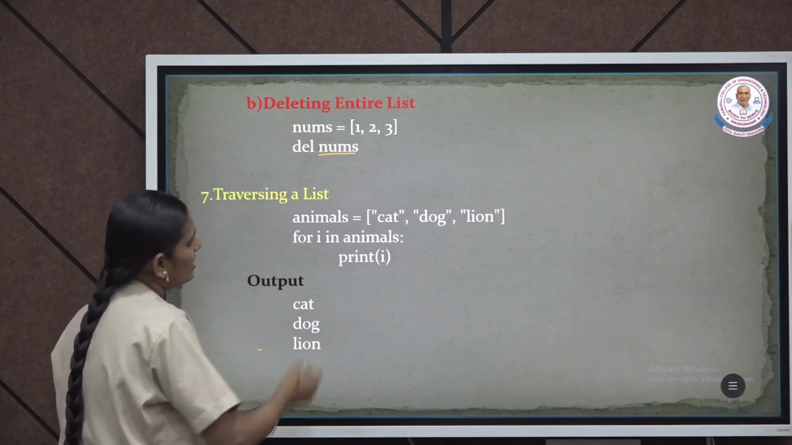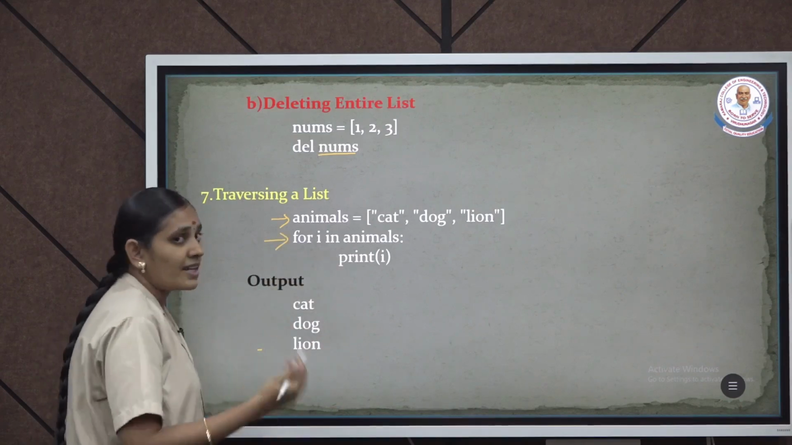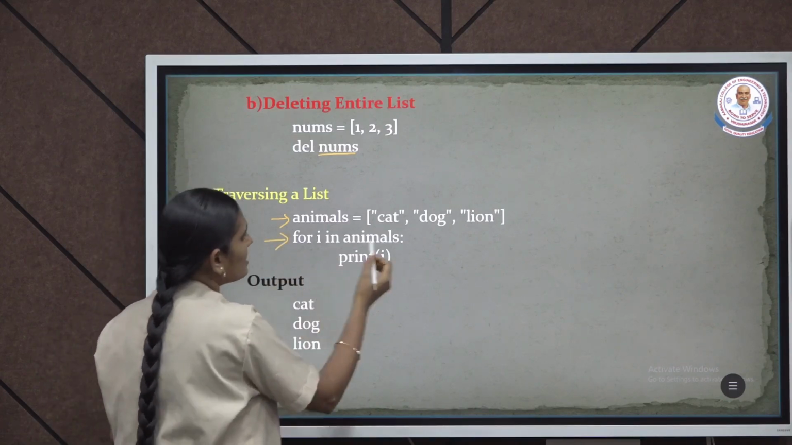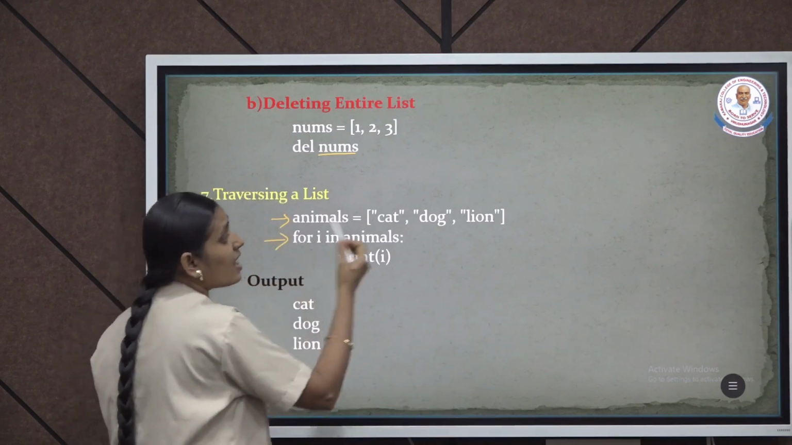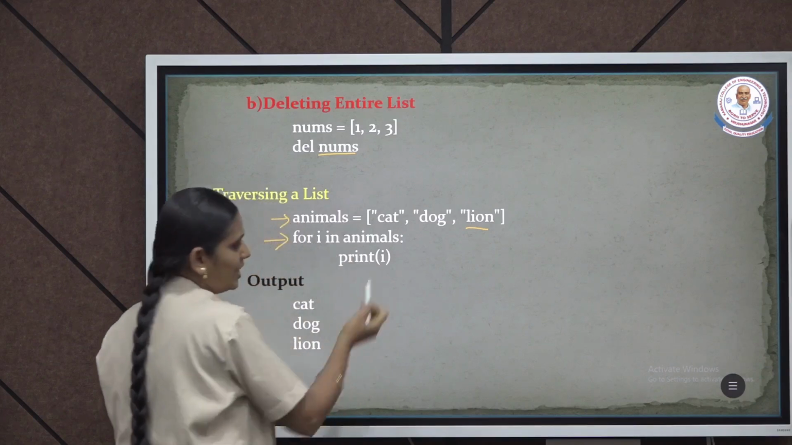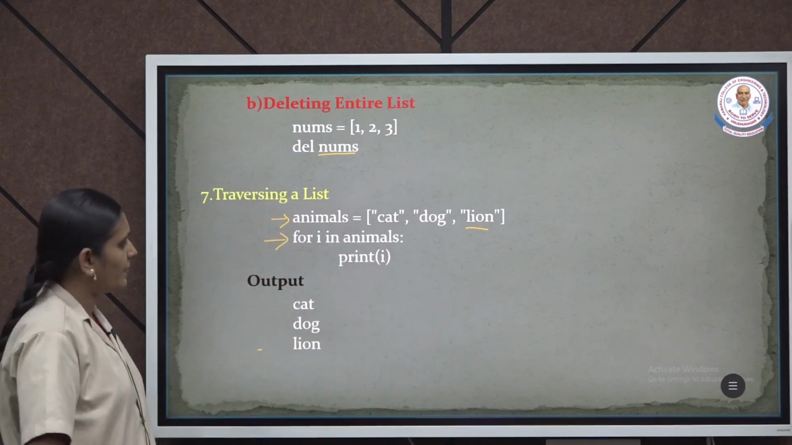Traversing a list. So this is the list we have created, and in this line we are traversing every element in the list. This for loop iterates over each and every element of the list. The for loop stops when it reaches the last element of the list. In this way, it will display each and every element of the list.